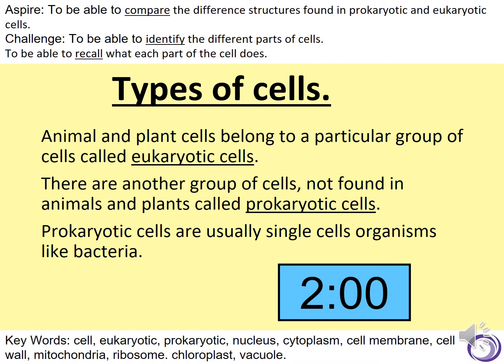If you could please put down in your book the title that is there, Types of Cells. And then underneath that, I'd like you to copy down the notes that are there. I've underlined the word eukaryotic cells, and I've underlined the prokaryotic cells, and it just gives you some basic information that I can then use in the next few minutes to help teach you about the differences between these particular cells. So just a couple of minutes to do that. Off you go.